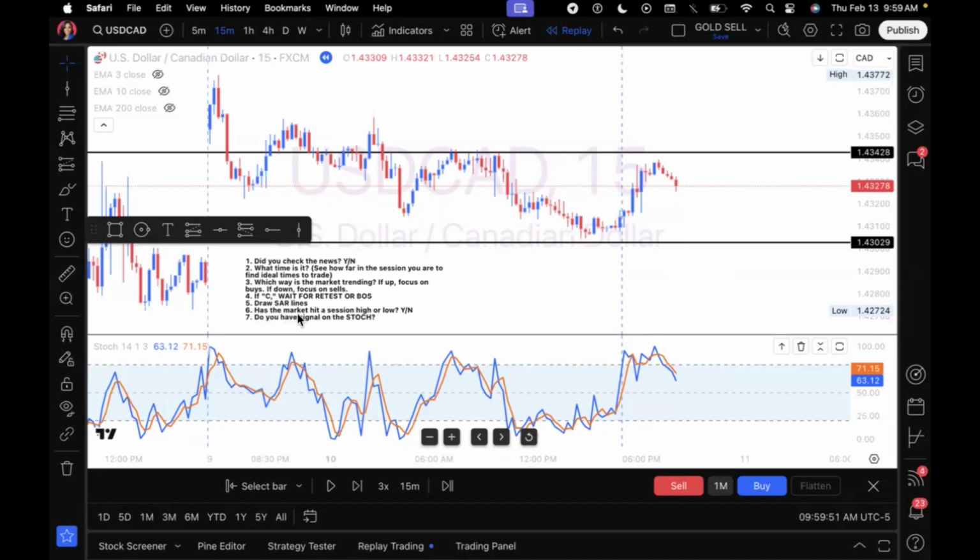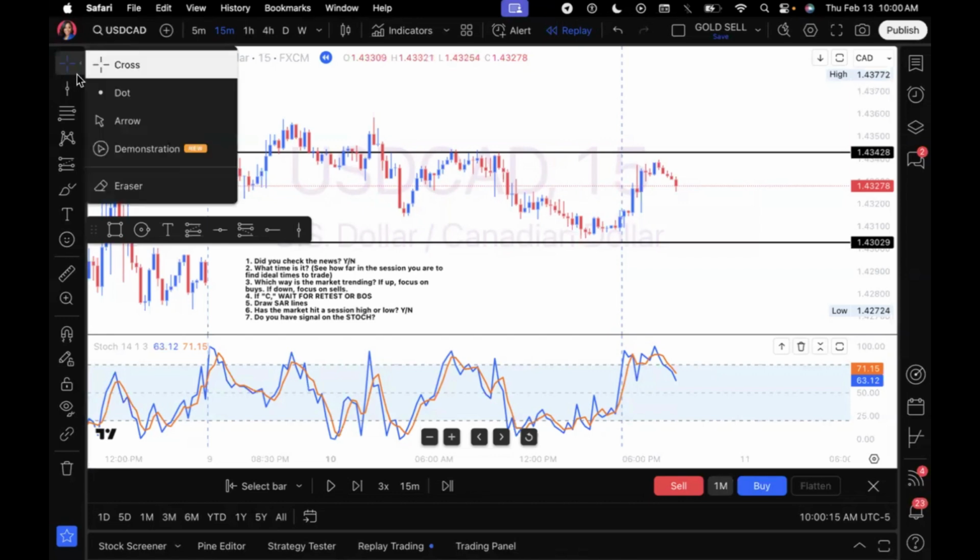And I also want to know if the market has hit a session high or low. And that's important because if the market has already hit the high for the session, I would want to focus on sells. If it hit the low for the session, I would want to focus on buys. And the last question I have is, do I have the signal on the stochastic? And this is my stochastic down here.